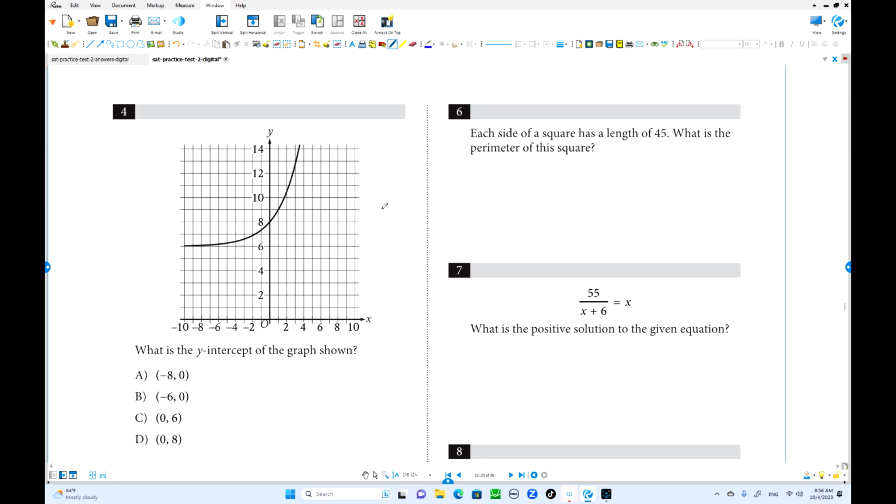Here is number 4. Where is the y-intercept? This is the y-intercept, okay? 0 and 8, okay?